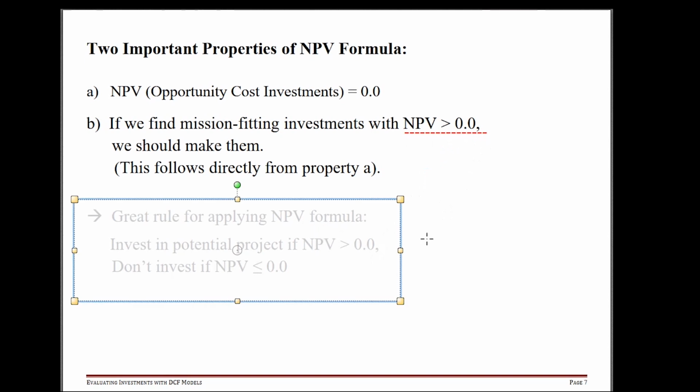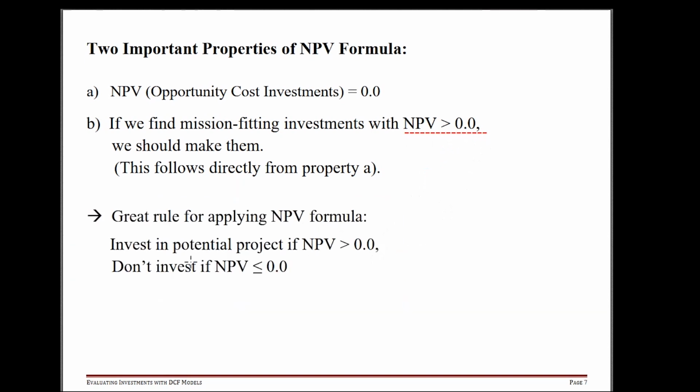So this leads us to our rule for applying the NPV formula. We're going to invest in a potential project we're considering if the NPV is greater than 0. And if it's less than or equal to 0, we're not. And what are we going to do with that money? We're going to put it instead into our opportunity cost investment. Nothing wrong with that. That's a good thing to do.